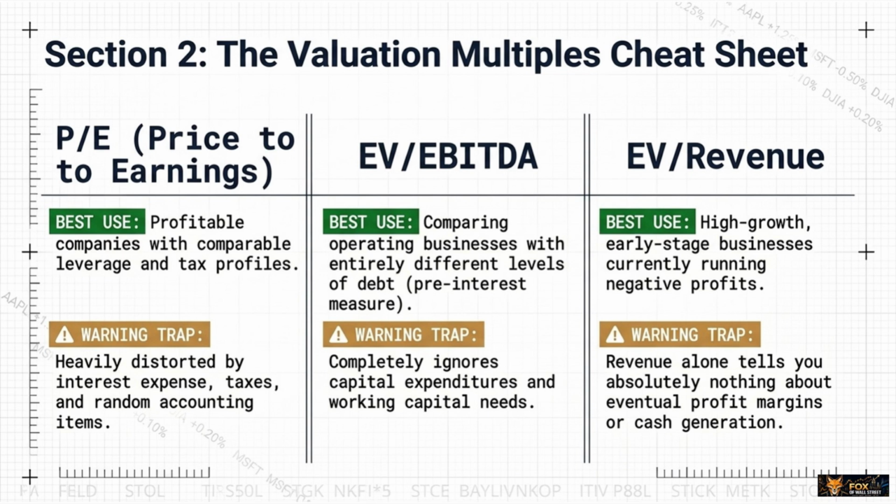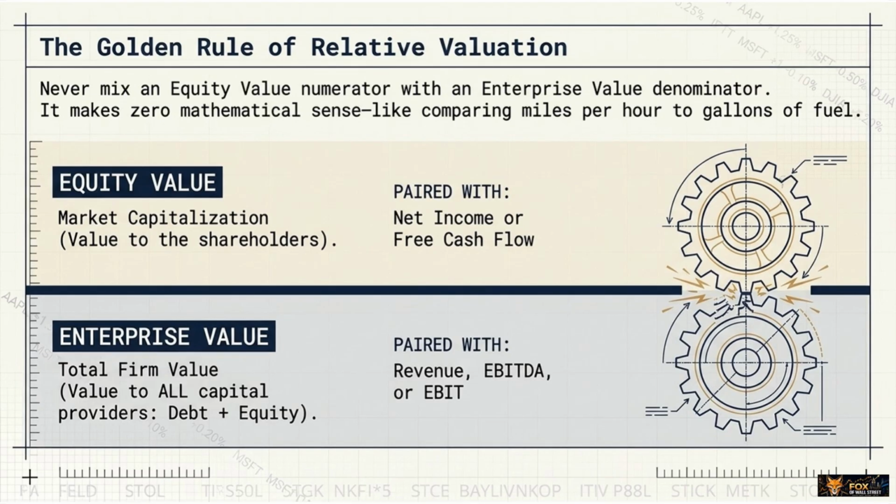And what about EV/revenue? Well, it's great for high-growth, early-stage businesses that are currently running negative profits. But the massive warning label here is that revenue alone tells you absolutely nothing about a company's eventual profit margins or cash generation. And that brings us to the absolute golden rule of relative valuation. Are you ready? Never, ever mix an equity value numerator with an enterprise value denominator.